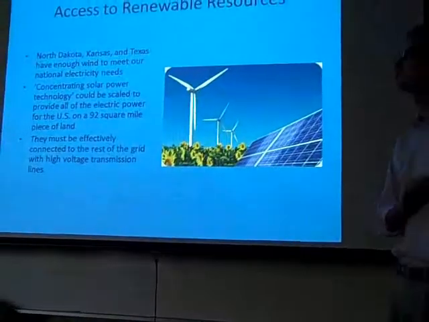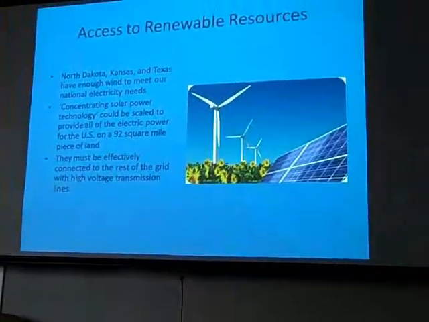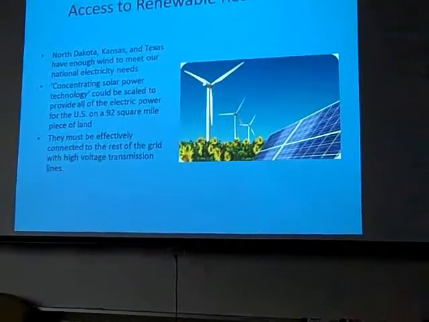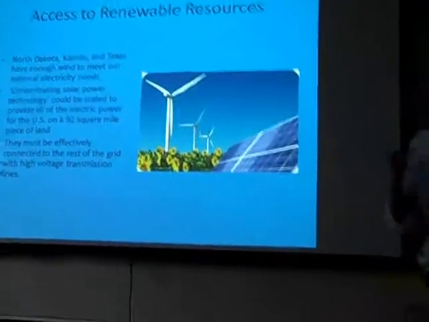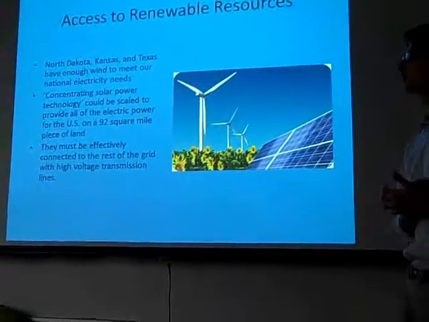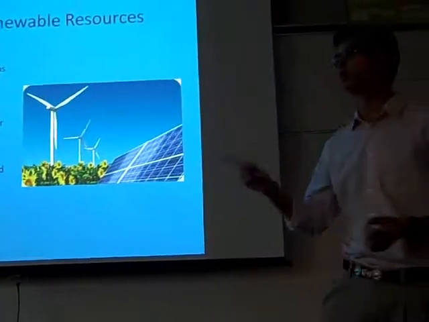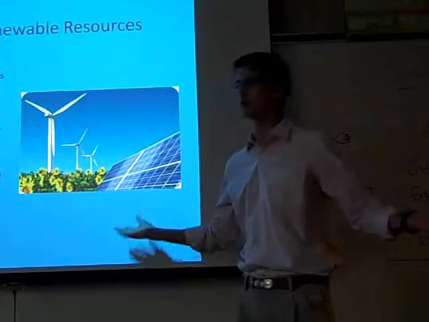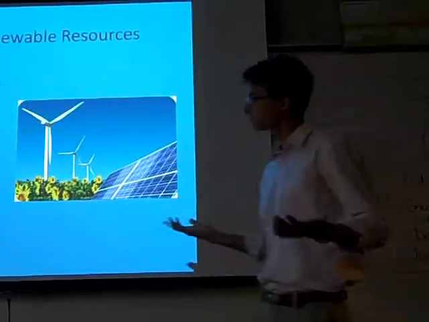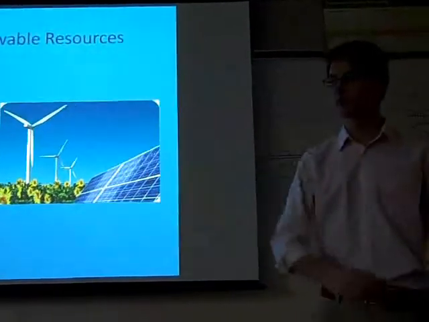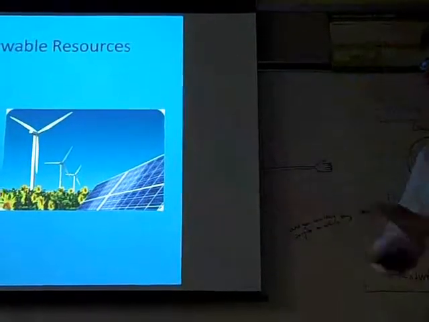So North Dakota, Kansas, and Texas have enough wind to meet the national electricity needs. It's shocking. And concentrated solar power technology could be scaled to provide all the electric power for the US on a 92 square mile piece of land. So this is less than 1% of our deserts. If you're worried about destroying our deserts, in reality it's a small price to pay. A higher price to pay is all the forests that are being cut down and all the pollution being caused.